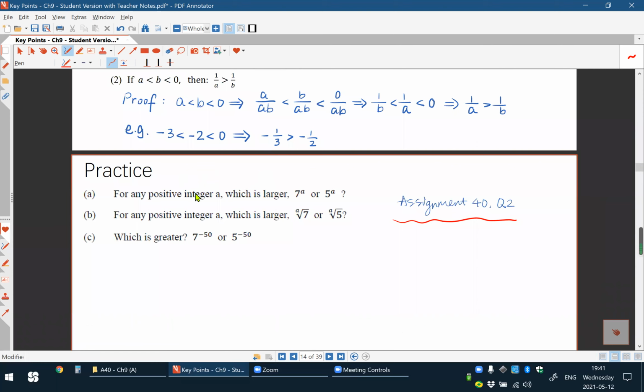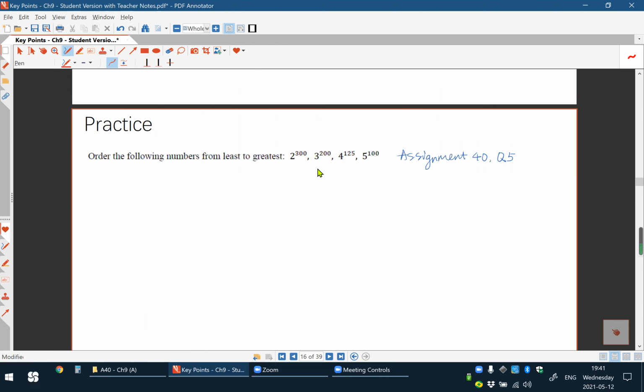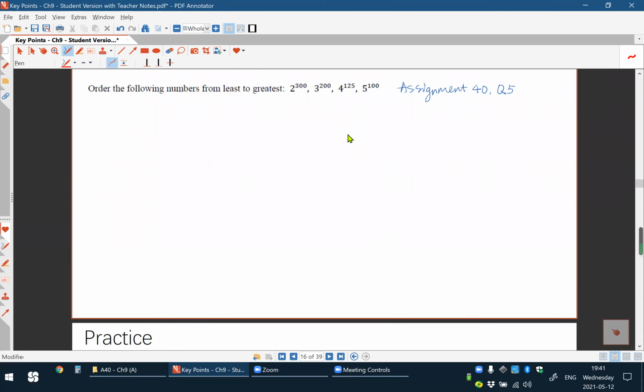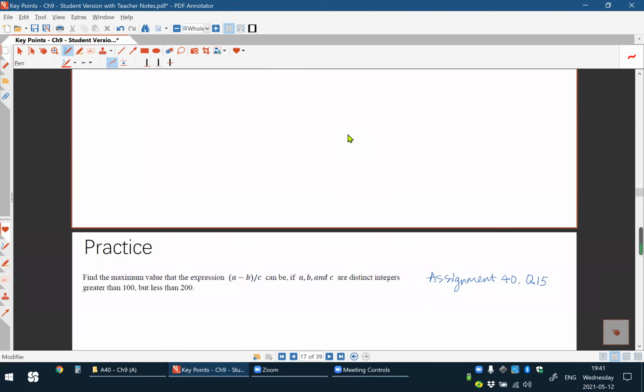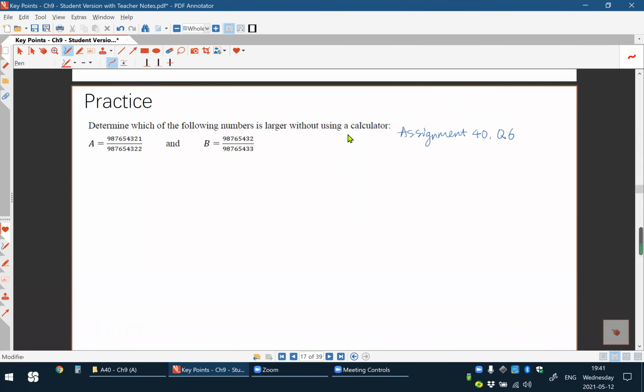Okay, actually, these practices can be solved using the simple rules we have discussed. Okay, I'll show you one of the solutions. How about this one? We know that A is a ratio between two large numbers, right? And B is another ratio between two large numbers. How do you decide which number is larger?